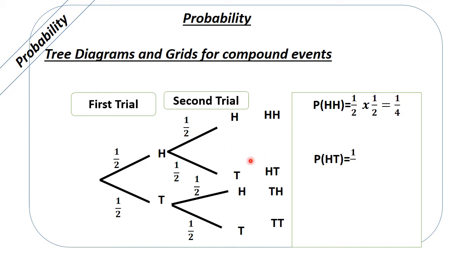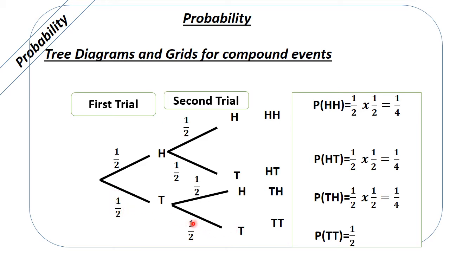What about the second one? Again, probability head tail, it's 1 over 2 for head, and for tail it's 1 over 2, which gives us 1 over 4. What about the probability of getting a tail in the first trial and a head in the second? Still the same. Probability of tail, probability of head, it's 1 over 2 multiplied by 1 over 2, which gives us 1 over 4. What about the probability of getting two tails? We get the probability here and the probability here, we multiply them. So I have 1 over 2 times 1 over 2, which gives us 1 over 4.